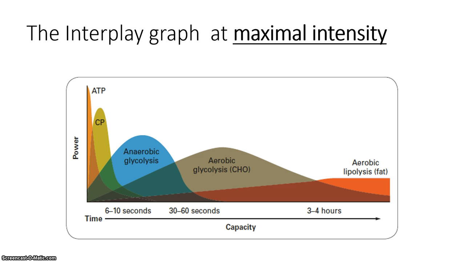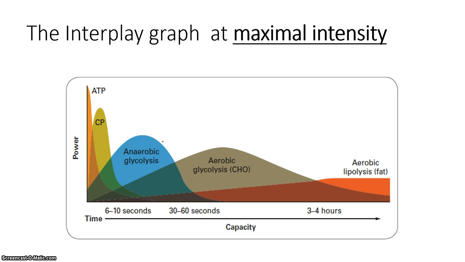But imagine you've taken off as fast as you can, there's a lion chasing you, and you've got to run for 4 hours. This is what an average interplay would look like. So at the commencement, down here, they're all switched on. The ATP PC system is going to be dominant for that first 0 to 10 seconds, although the anaerobic system is contributing as well from the start, as is the aerobic glycolysis system. And then as our stores of ATP and PC are depleted, the anaerobic system comes in, and that's going to be the thing that's rebuilding or resynthesizing that ATP to enable a high intensity exercise to continue.